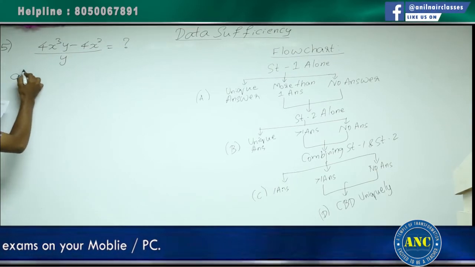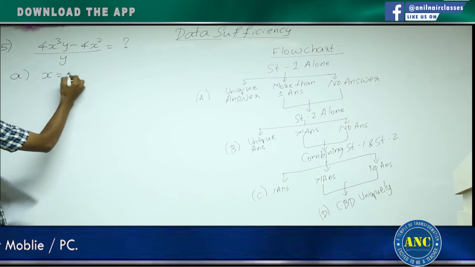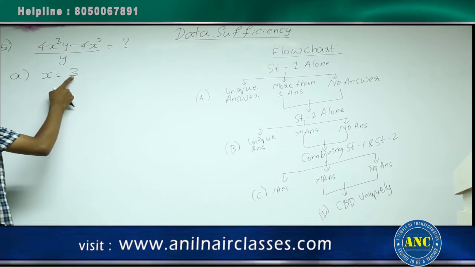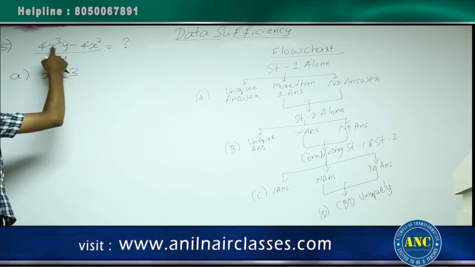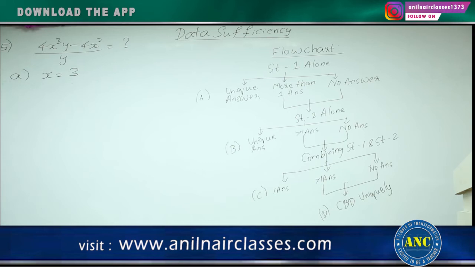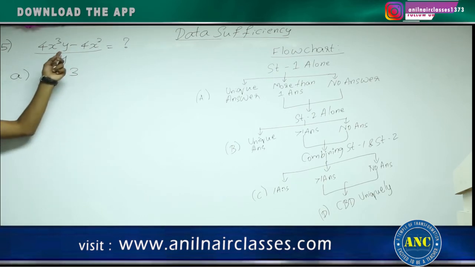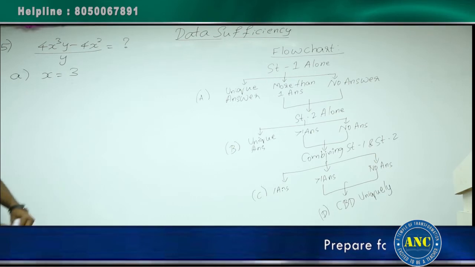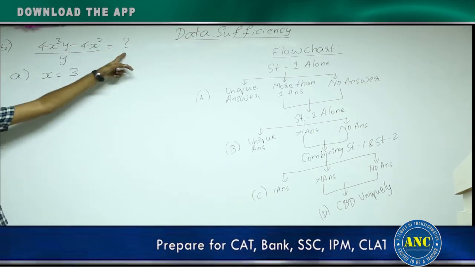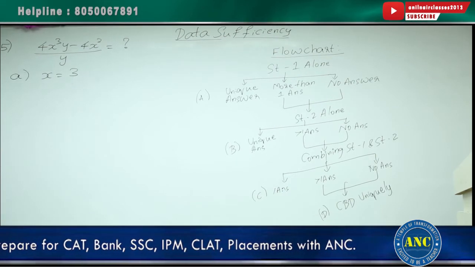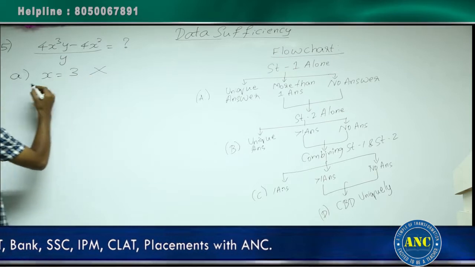The first statement alone is telling you x is equal to 3. Please see here, statement 1 alone. If I substitute x is equal to 3 in both these places, will I get a unique answer for this? No. Why will I not get it? Because I don't have any information about the value of y. I will assume the value of y as 1 and get some value. If I assume the value of y as 10, I will get some other value. Depending on my assumption on the value of y, I will get multiple answers. Statement 1 alone cannot give me the answer uniquely.